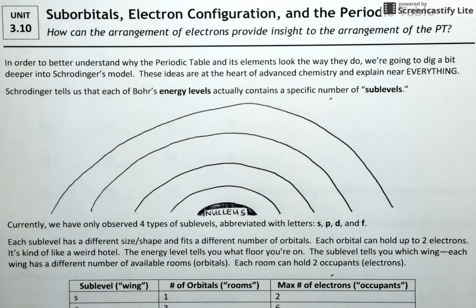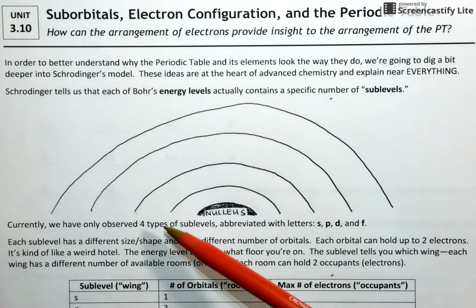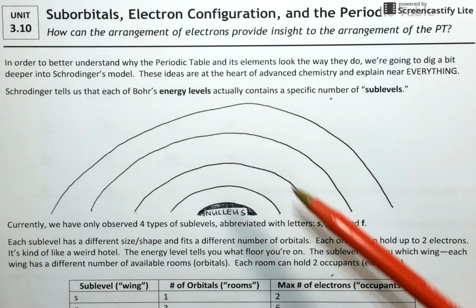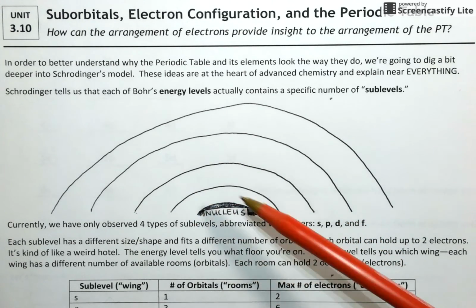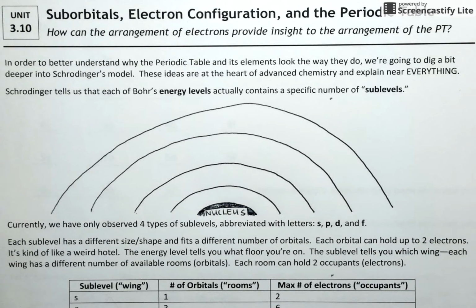So first and foremost, we're not going to abandon Bohr's idea of energy levels. We're just going to change it a little bit so that instead of talking about specific rings or specific lines where we're going to place electrons, we're going to start putting electrons more into zones. For now, those zones we're going to start dividing up into sublevels. And each energy level contains a specific number of sublevels.